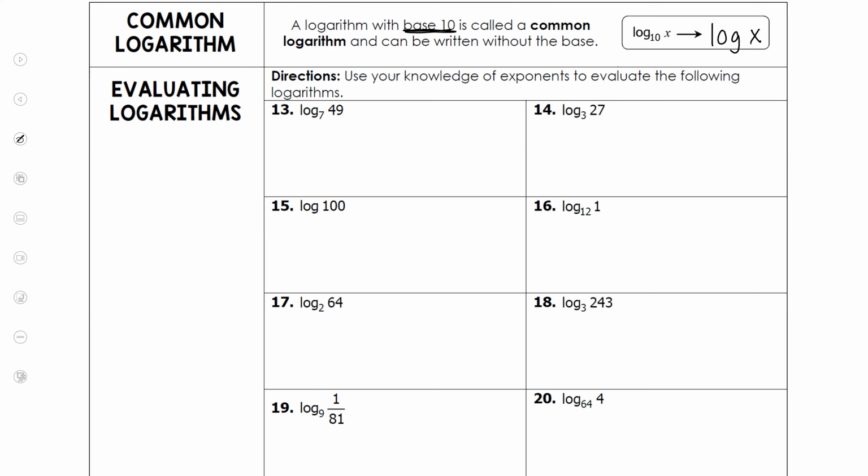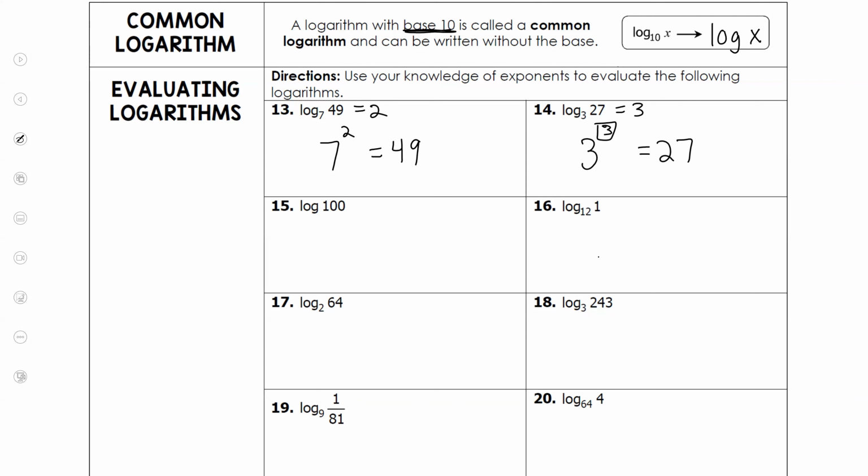So now that we know what logarithms mean, let's go ahead and evaluate some. So guys, what exponent does the 7 need in order to give you 49? 2. So that means this is 2. Okay, my base is 3. What does my exponent need to be in order to get 27? 3. Yep, 3. So that's how we evaluate these logs.